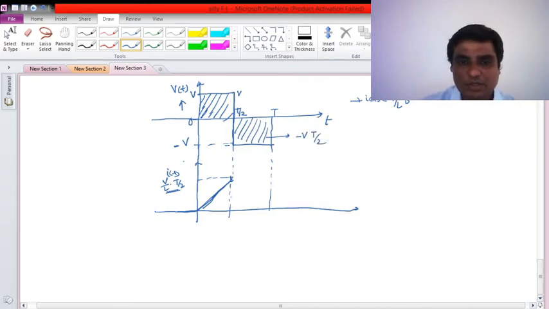So the same amount of volt-seconds is applied, so the current will go to 0 at T. Right.